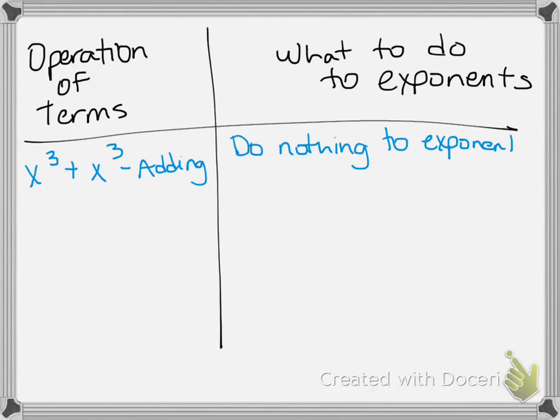Because if you add the terms with like exponents, then, here, hold on, I'm going to write the answer. There you go, 2x to the third. So if you have like bases, like exponents, and you're adding them, nothing changes. Now look at this next one. What's this next operation that we're doing? That's right, it's multiplication.